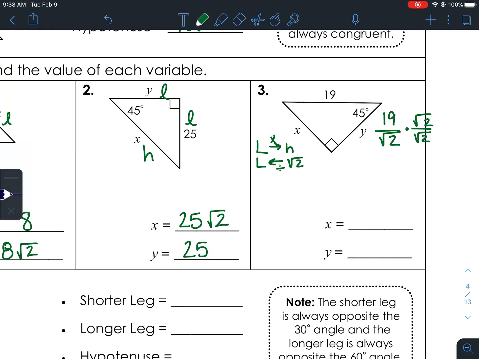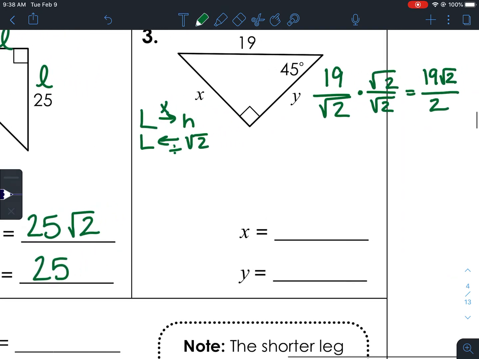All right, and then when I do that, I'm going to get 19 square root of 2 on top over square root of 2 times the square root of 2 is the square root of 4, which we can simplify down to be 2. 19 over 2 cannot be reduced, and that's going to be our leg for both. So 19 square root of 2 over 2, 19 square root of 2 over 2.